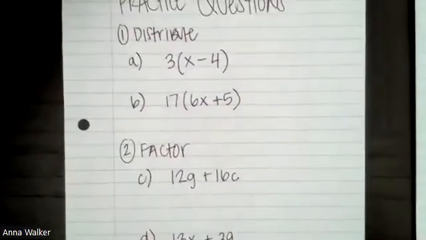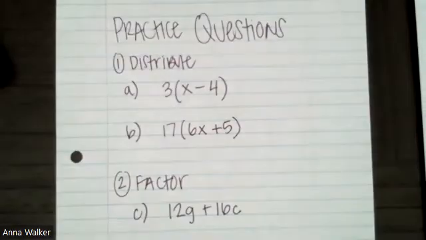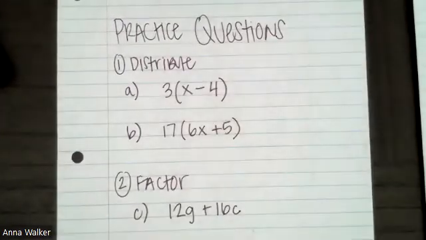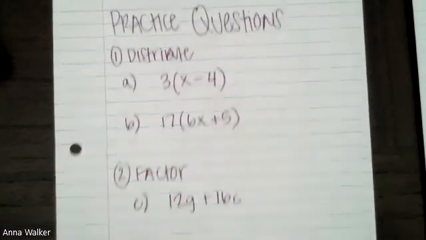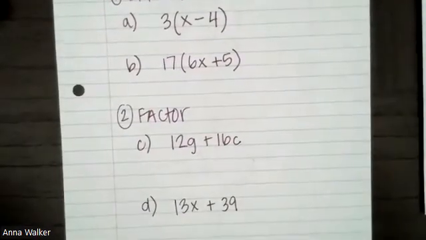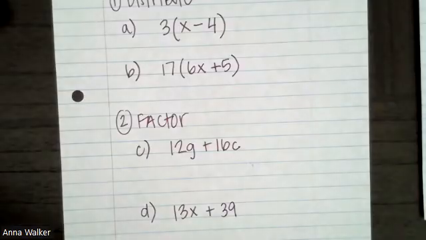So your practice questions today, you're going to distribute 3 times the group x minus 4. You're also going to distribute the group 17 minus 6x plus 5. And then you're also going to factor, excuse me, you need to see both of these. You need to factor 12g plus 16c and 13x plus 39.